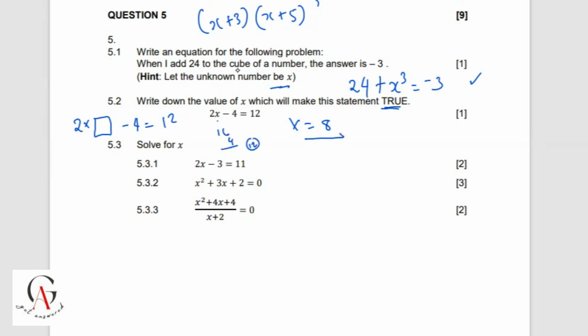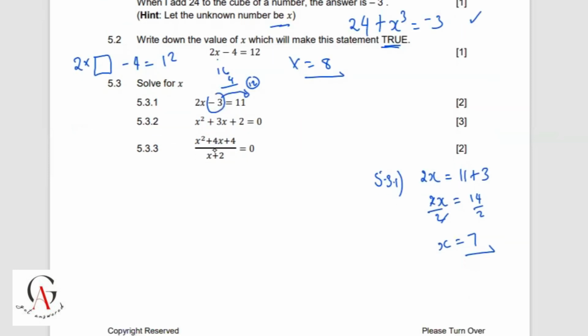5.3.1, solve for x. Okay, so whenever you're solving for x, leave the unknown on one side of the equal sign. Let all the other numbers move to the other side. So I'll put my 5.3.1 here. So it's going to be 2x is equal to 11 plus a 3, because this negative must move across the equal sign, then becomes a positive. So 2x becomes 14. Then I'll divide both sides by 2 to make x the subject. Answer is 7.